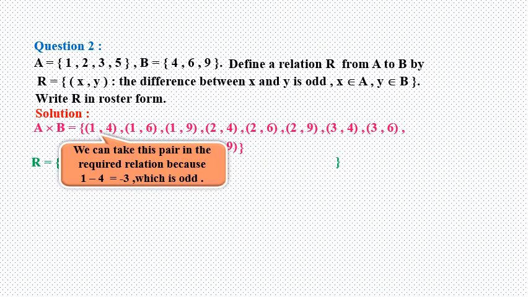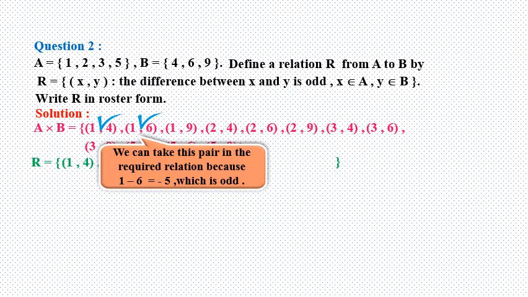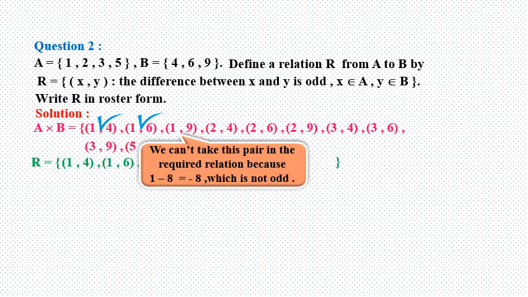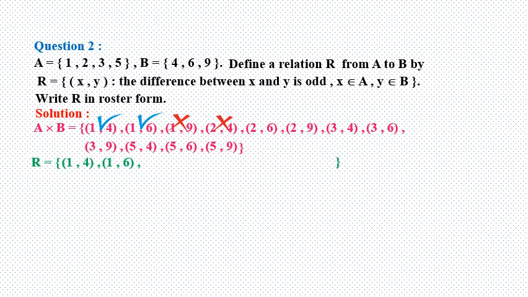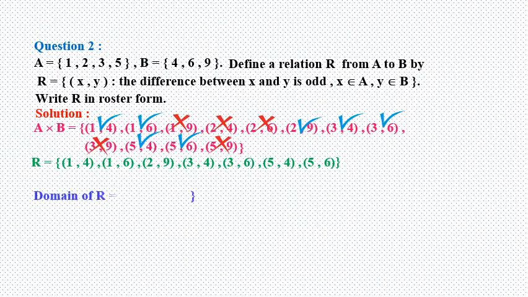Why? Because 1 minus 4 gives you minus 3, which is odd. Next, 1 minus 6 gives minus 5, which is odd. Cannot take 1, 9, because 1 minus 9 gives you minus 8, which is even. This is how we can make the relation set. And then look at this. This is my complete relation formed. What they are interested in here is the roster form, and that is over here.